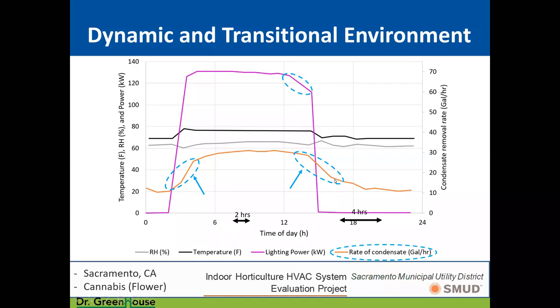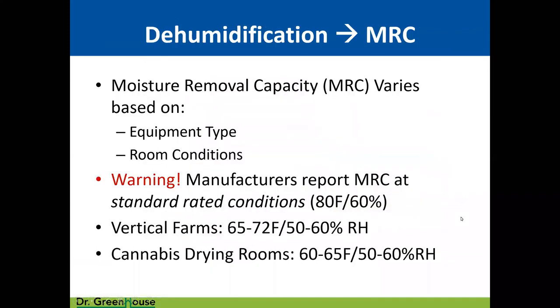And look at how long it takes for the air conditioner to respond to reducing the amount of moisture in that space. Oh, my little hour things are a little messed up. Anyway, HVAC equipment isn't super fast at responding to changes in our environment. And here's a big one. Moisture removal capacity varies based on your equipment type and your room conditions.